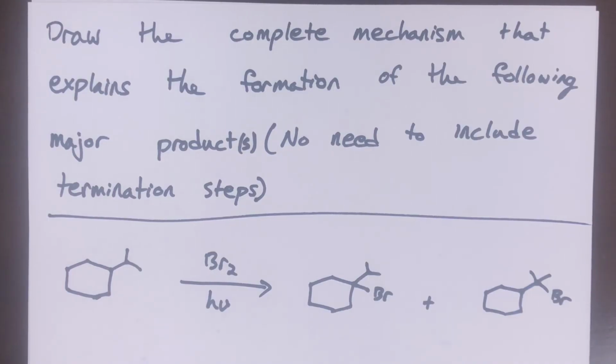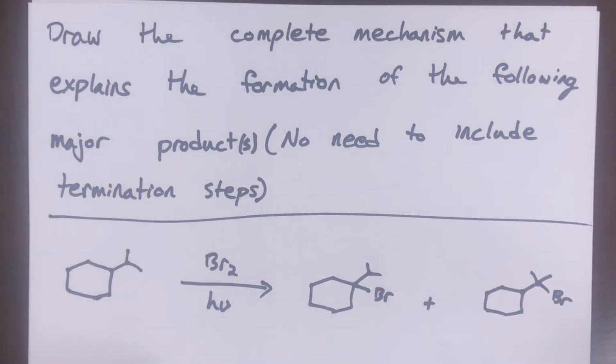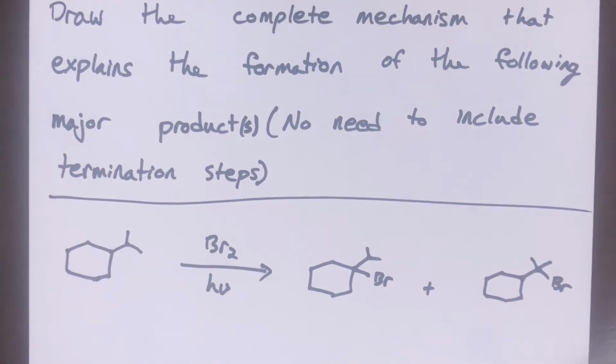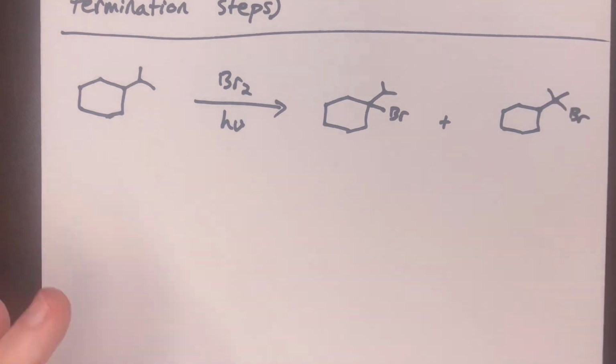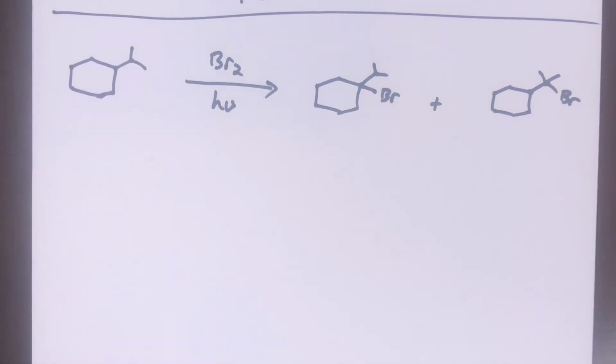All right, this is the last question for this video. You're asked to draw the complete mechanism that explains the formation of the following major products. And we are told that there's no need to include the termination steps. This is very common to be a part of a question, because the termination steps are so many and they usually don't contribute to product formation. There's such a small amount of the products that are formed that usually they can be ignored, the termination steps specifically. So this is a common thing.